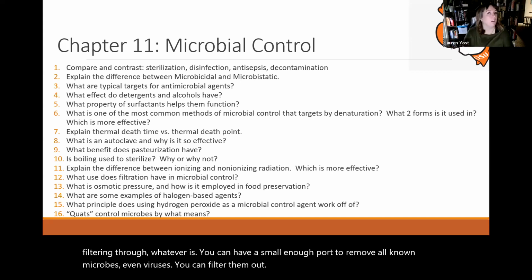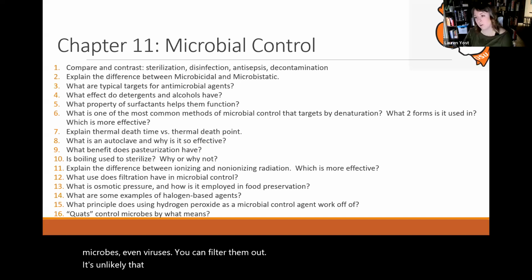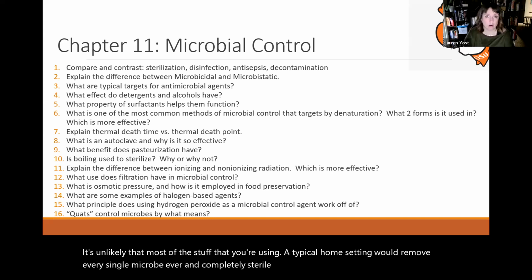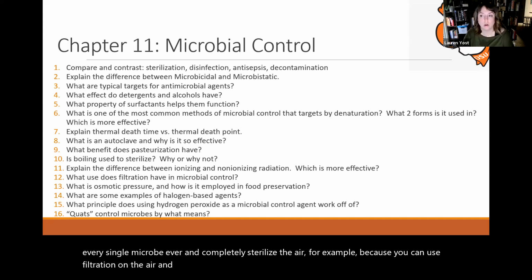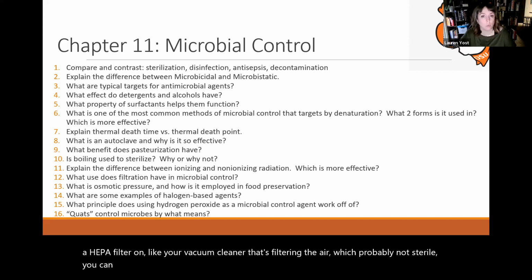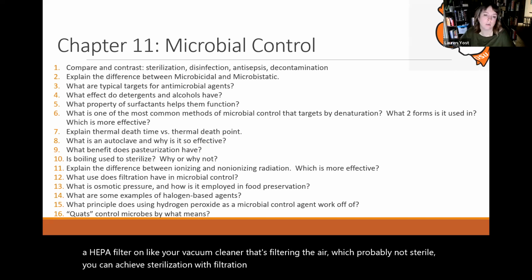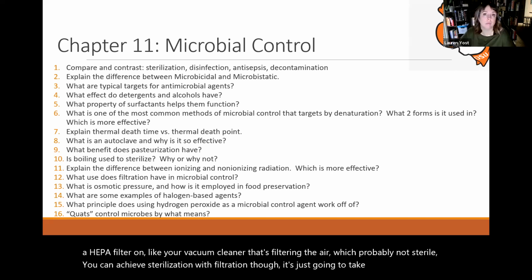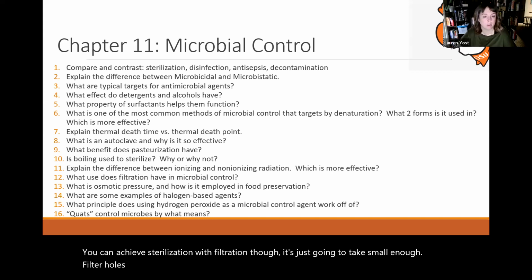It's unlikely that most of the stuff that you're using in a typical home setting would remove every single microbe and completely sterilize the air, for example, because you can use filtration on the air in addition to fluids. It doesn't just have to be fluids, right? So if you have a HEPA filter on your vacuum cleaner, that's filtering the air. It's probably not sterile. You can achieve sterilization with filtration, though, it's just going to take small enough filter holes to trap everything.